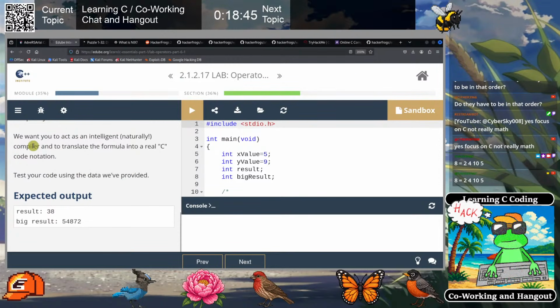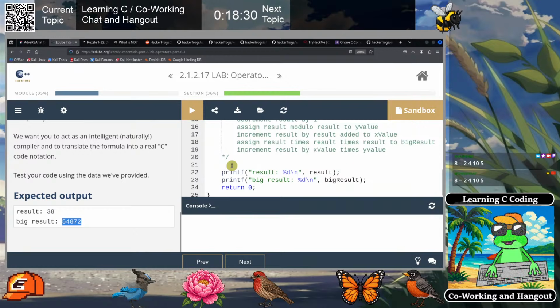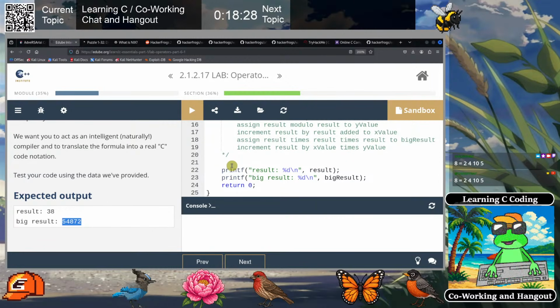Okay, so we want you to act as a compiler and translate the formula into real C code notation. Test your code using the data we've provided. Result equals 38, and big result equals this other number. Okay, so we've got result and big result. These are both integer numbers.